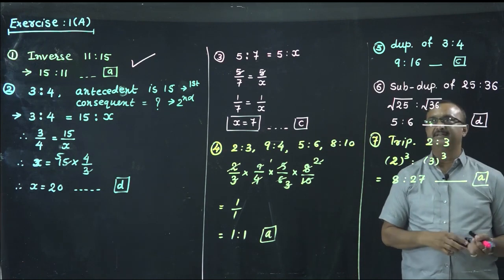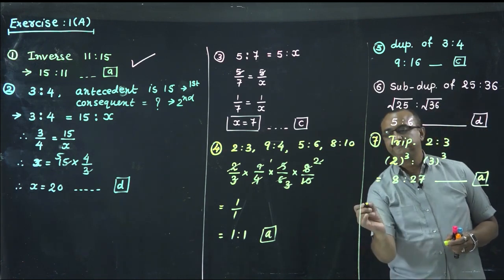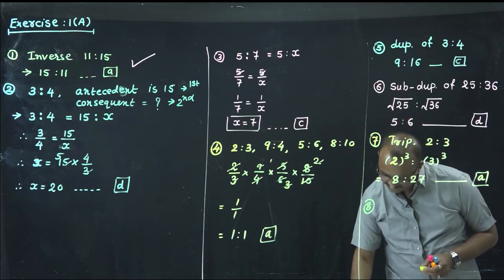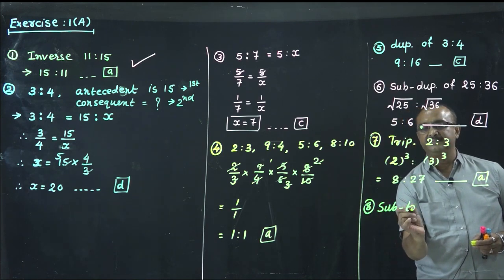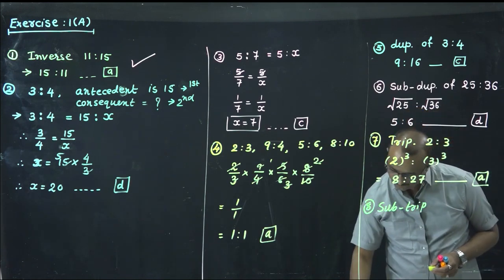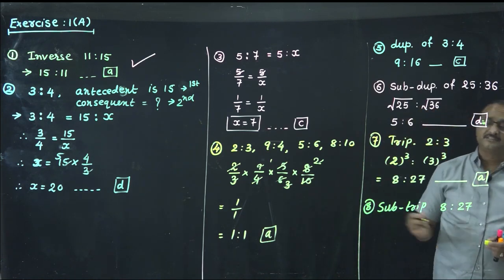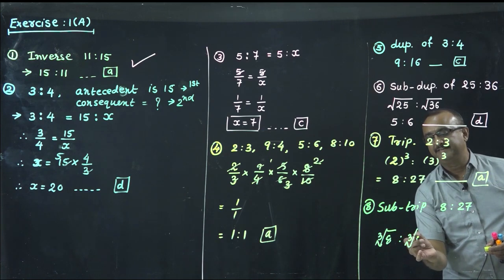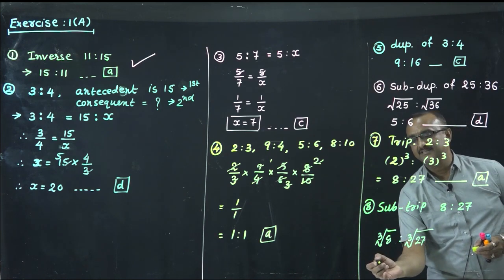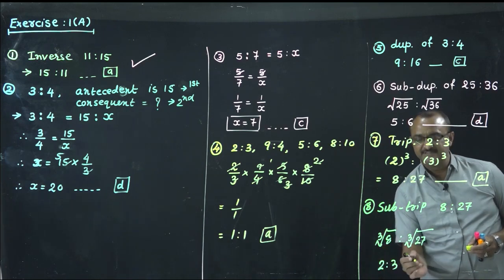Now question number 8 is given by sub-triplicate ratio. The sub-triplicate ratio of 8 is to 27. What is a sub-triplicate ratio? It is the third root of 8 is to the third root of 27 and our answer is 2 is to 3. Option C is correct.